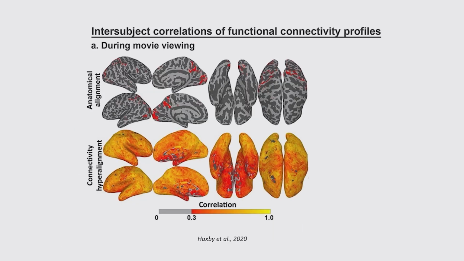So this here is a plot, again from the lab of James Haxby, showing on the top that inter-subject correlations are not that great if you have anatomical alignment alone. But on the bottom, if you use hyperalignment, the inter-subject correlations are much improved.